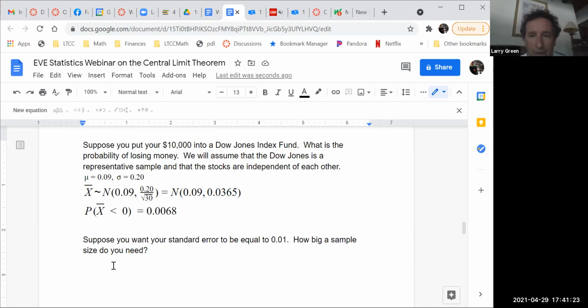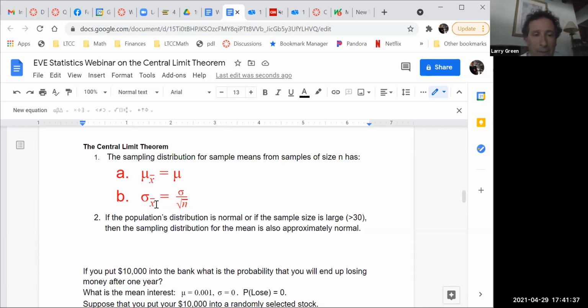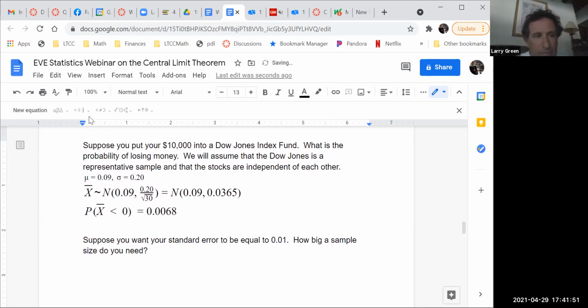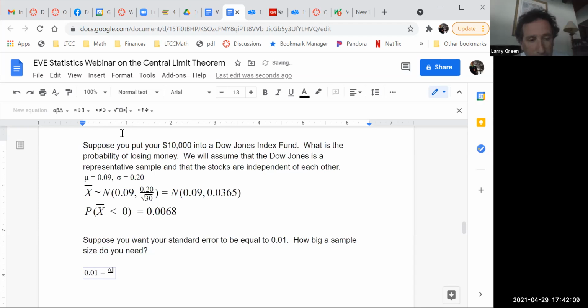N for number in your sample. Number of people you surveyed or number of stocks you bought. So N. Now let me remind you about the central limit theorem again. And that is sigma sub x bar equals sigma over root n. Any questions on that? So now we don't know n, we know sigma sub x bar and we know sigma. So now we can write down sigma sub x bar is 0.01. That's what we want. That's our standard error. It is equal to sigma over root n. And sigma is 0.2. And then it's over root n.